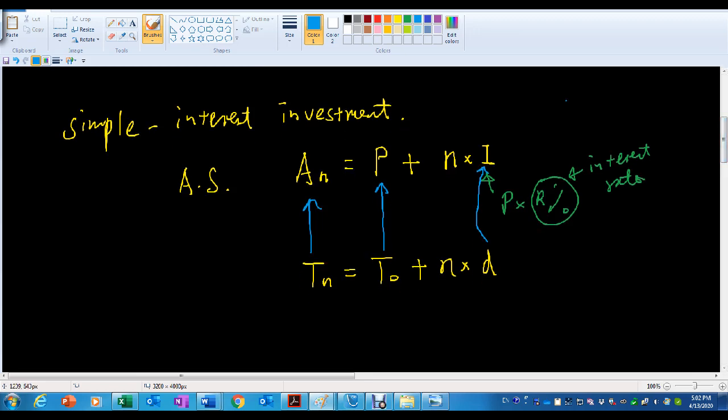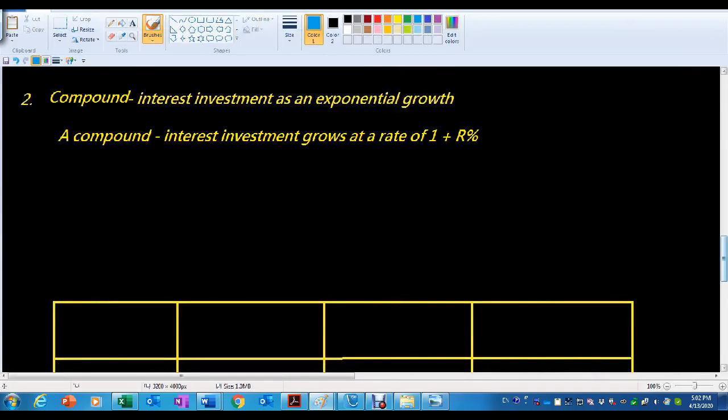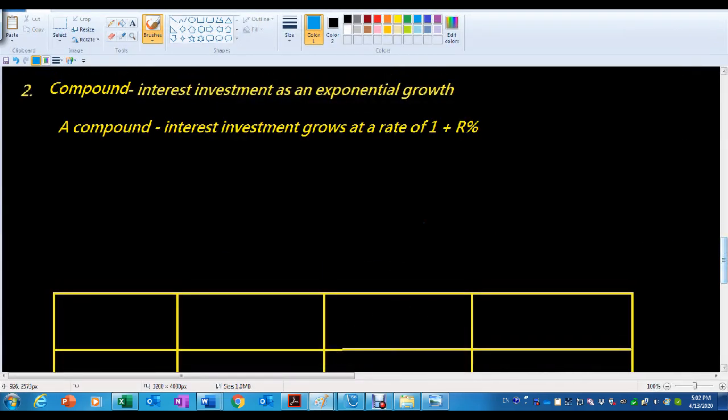For simple interest, the main feature is that its principal will always be fixed at the beginning of each year, and so the interest will be fixed for each year, right? But for compound interest, it's quite different, because a compound interest investment grows at a rate of 1 plus r%. That r% means the interest rate.